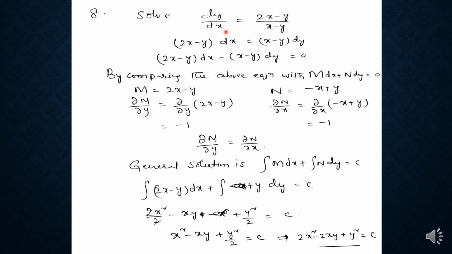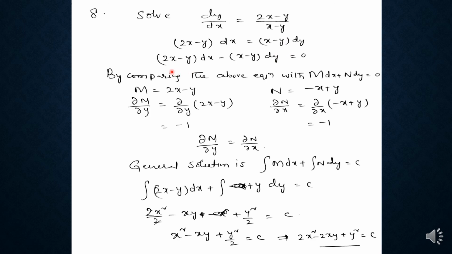So is it possible to separate the variables? No, we cannot separate these variables. So we can rearrange the given differential equation into the exact differential equation, which will be in the form of M dx + N dy = 0. So by the cross multiplication, we will get (2x - y) dx = (x - y) dy.